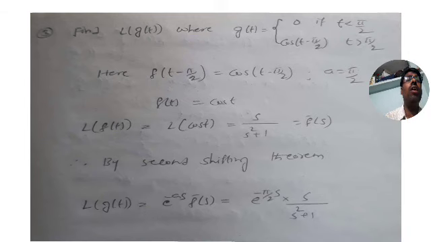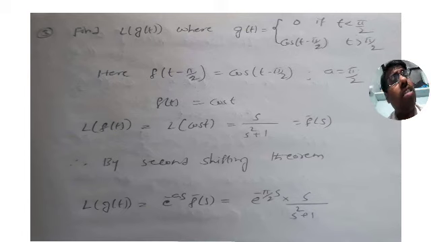So this is our next problem on the second shifting theorem. What is the problem? Find L of g of t, where g of t is 0 if t is less than pi by 2, and if t is greater than pi by 2, it is cos of t minus pi by 2. For t less than a and t greater than a, here we have t less than pi by 2 and t greater than pi by 2.